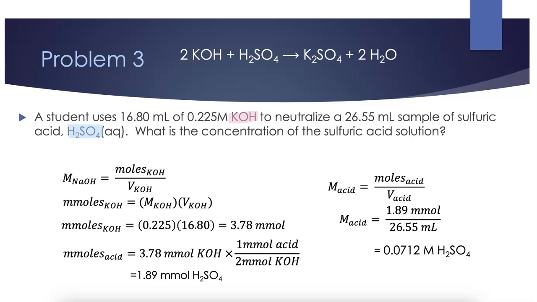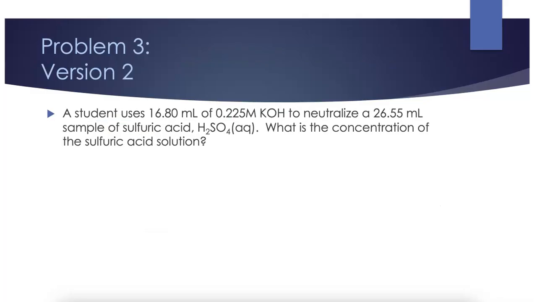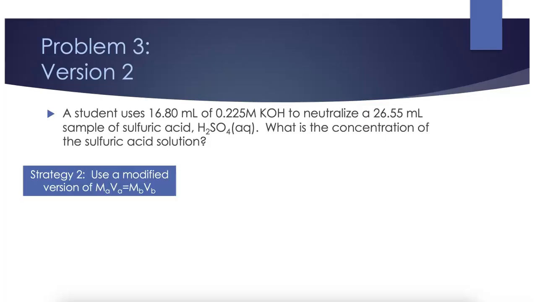Now, I mentioned that there was a second way to do this problem. It's kind of a shortcut, but not really. It's totally legit. You know you want to hear it, right? It's going to save you time. This is worth sitting through. So a second version of this problem takes into account the fact that we know that the ratio is not 1-to-1. We're going to do this by modifying MAVA equals MBVB.